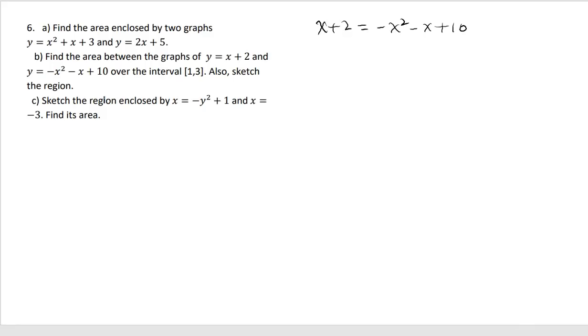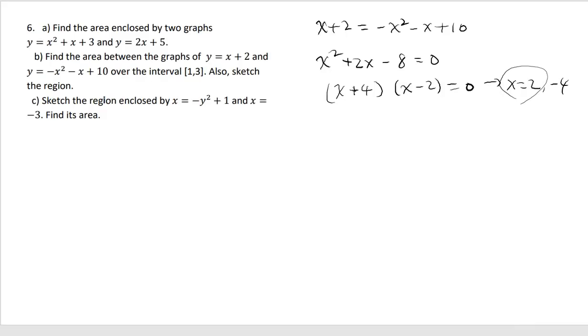Move everything to the left side. You have x squared. Negative x becomes positive x, so x plus x gives you 2x. Plus 10 becomes negative 10, so 2 minus 10 is negative 8. And this factors as (x plus 4)(x minus 2), which gives you that x equals 2 and negative 4 are the two places where they meet. Now, we know that 2 is between 1 and 3, but negative 4 is not. So only 2 is going to be relevant for our discussion here.